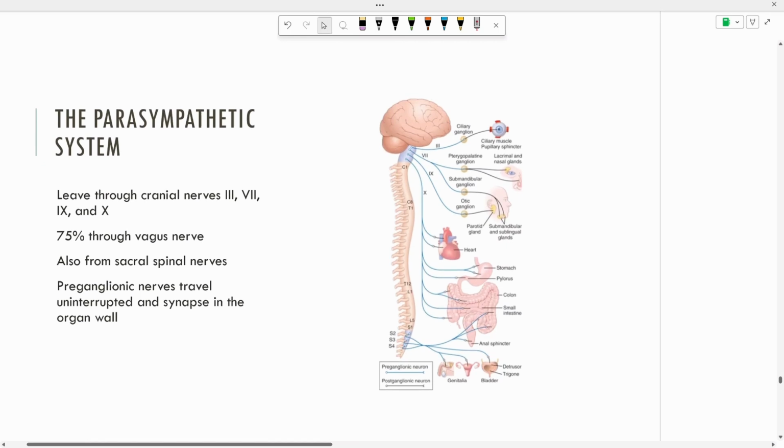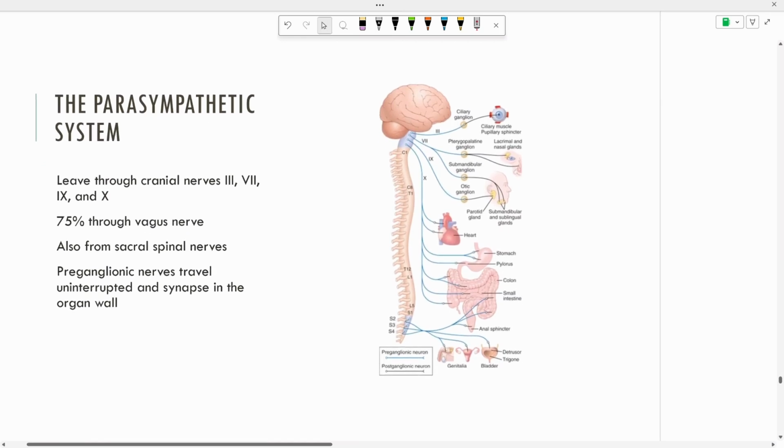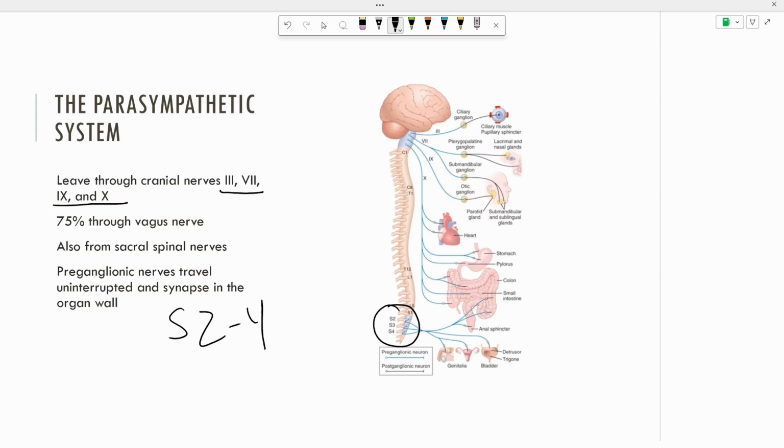Here is our parasympathetic system. The parasympathetic system only has a certain amount of nerves that are parasympathetic nerves. Cranial nerve 3, 7, 9, and 10 are your parasympathetic nerves. We also have S2, 3, and 4. Those are also parasympathetic nerves.